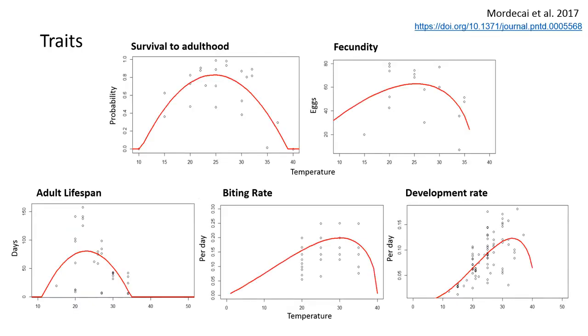These are those traits in the previous slide. They were taken from a paper by Aaron Mordecai and others where they compiled 12 or 13 laboratory studies where mosquitoes were put in different temperature treatments. So, for example, biting rate doesn't indefinitely go up with temperature. It's a nonlinear function. There's an optimal temperature for performance. So that's the case with all of these traits.